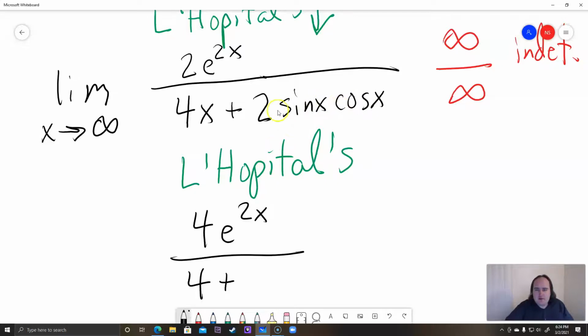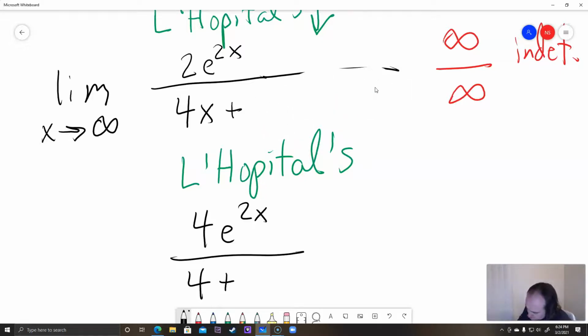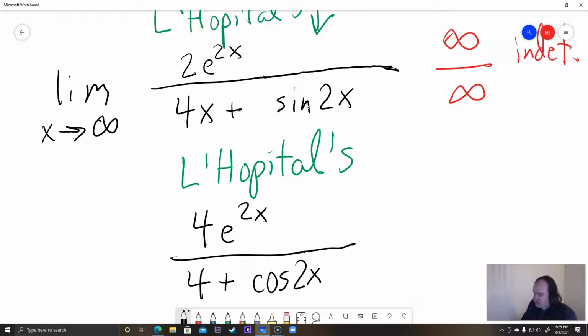Okay, so this 2 sine of x cosine of x, I can replace with sine of 2x, just because that's easier to take the derivative of. Okay, so then when I take the derivative of sine of 2x, I take the derivative of the outside function, which is sine. So that's going to become cosine of 2x, and then I multiply that times the derivative of the inside function. So the derivative of 2x is 2. So that's going to be cosine of 2x times 2.